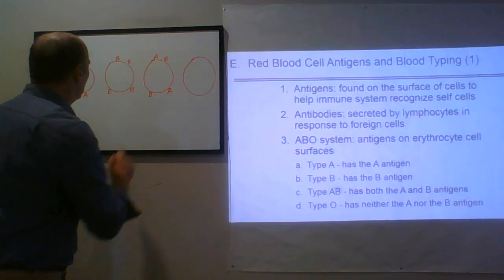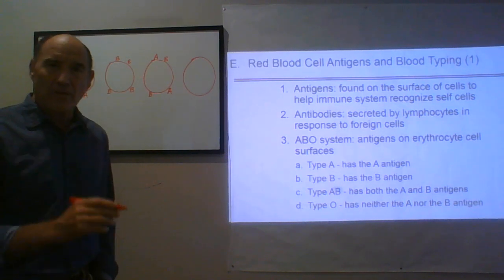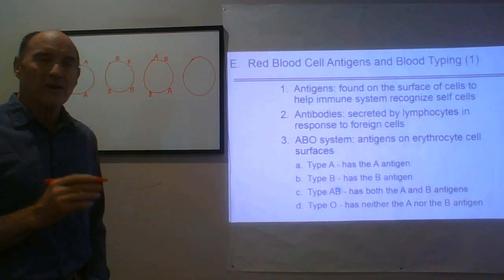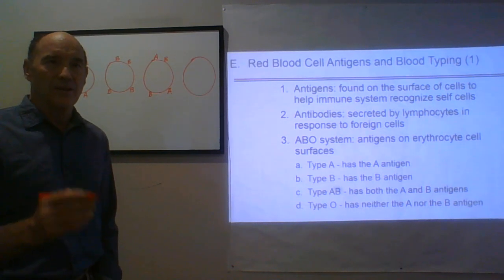So type A blood could be Rh positive. If you have the factor, if you have the membrane protein, you're considered Rh positive. And if you don't have the factor, you're Rh negative.